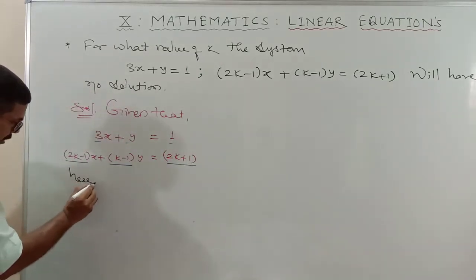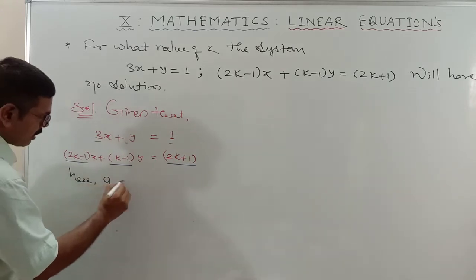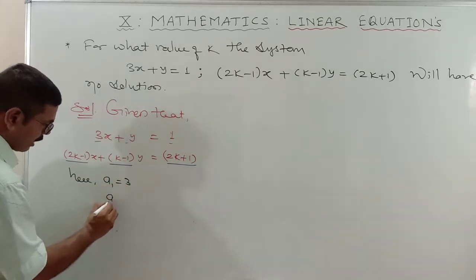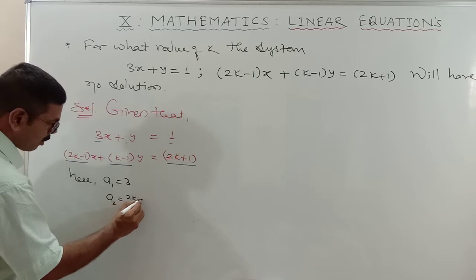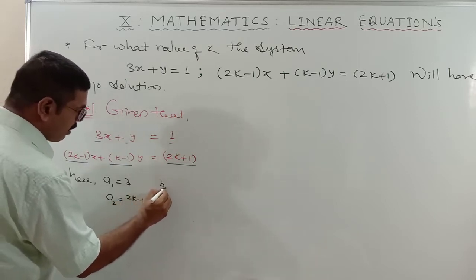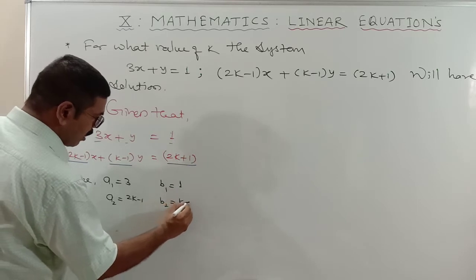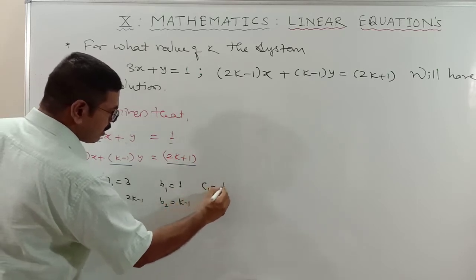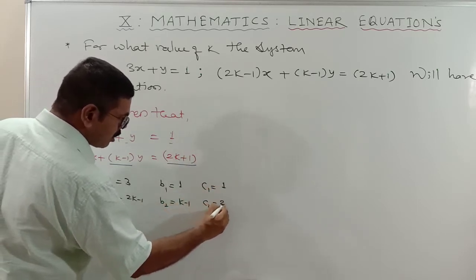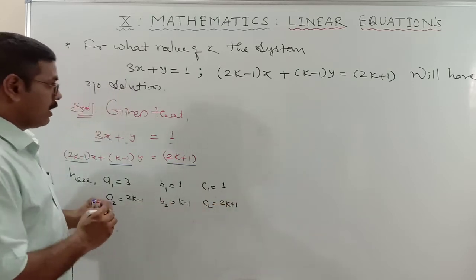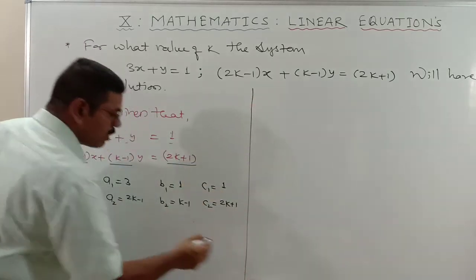Here a1 is equal to 3, a2 is equal to 2k minus 1, b1 is equal to 1, b2 is equal to k minus 1, c1 is equal to 1, c2 is equal to 2k plus 1. Is there any doubt? That is very simple.